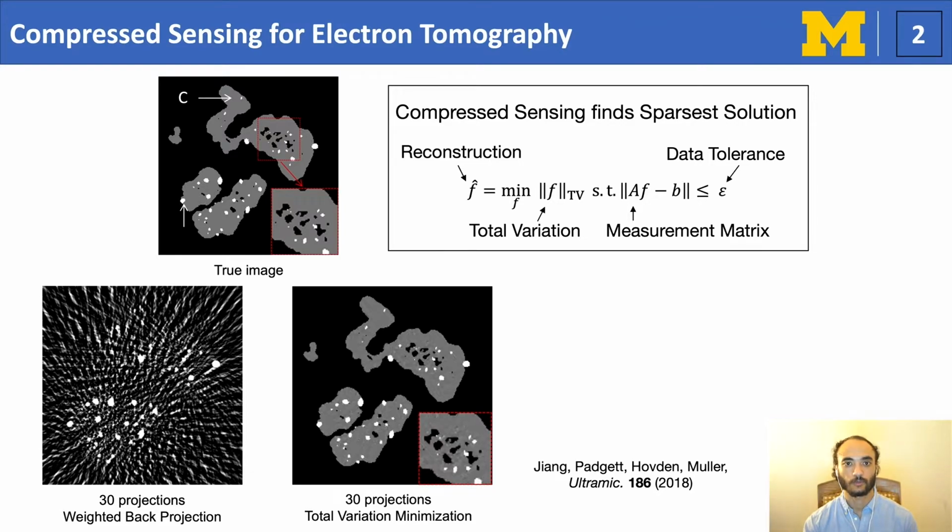Compressed sensing can exploit prior information, where we assume the reconstruction should have high sparsity. That is, it should not contain a lot of variation, like the unnatural streaking we see in this traditional reconstruction. If we thus minimize the total variation, we can get a significantly better reconstruction using the same data. The benefits of total variation minimization become substantial when limited tilts are available.